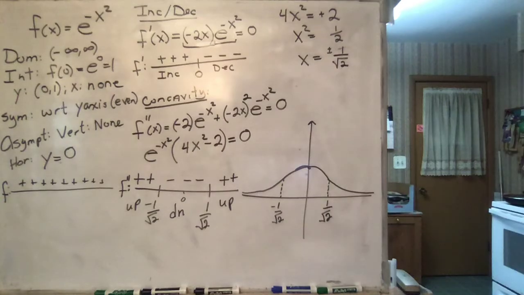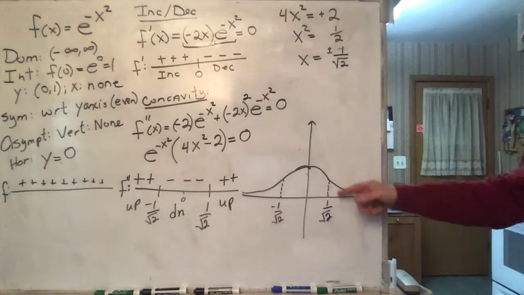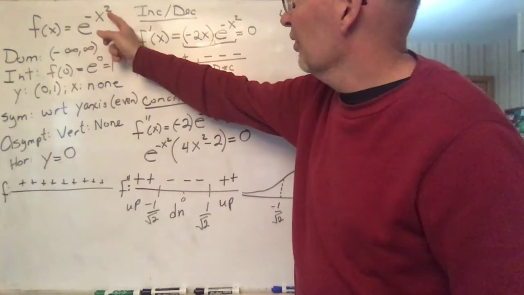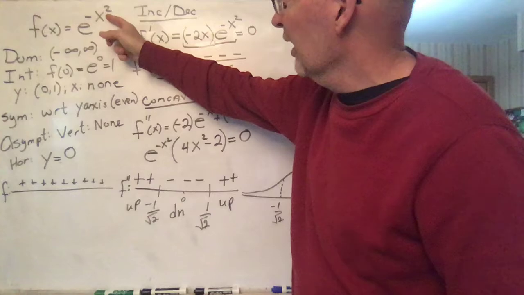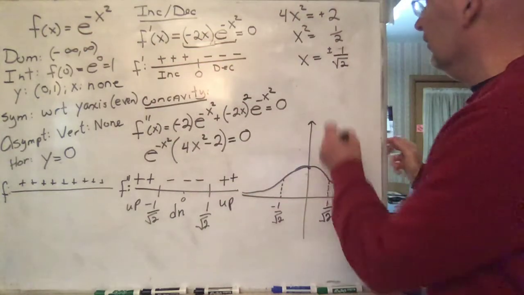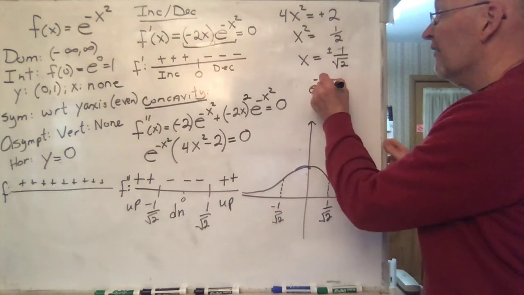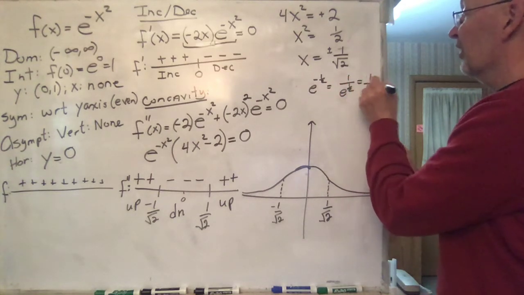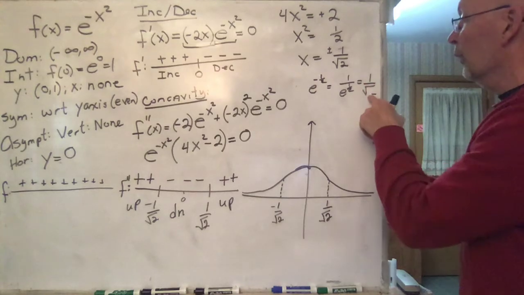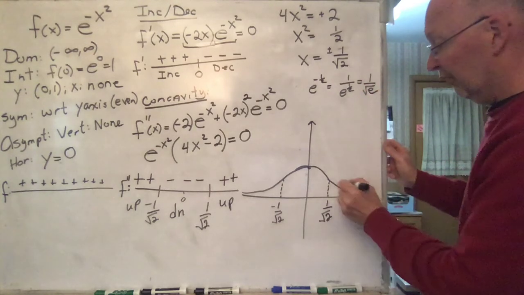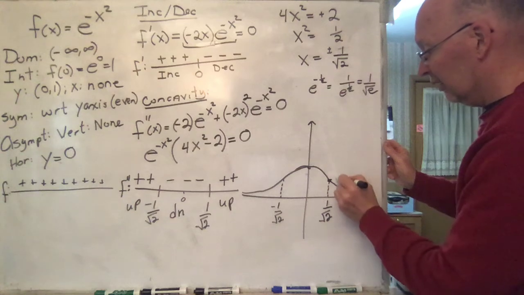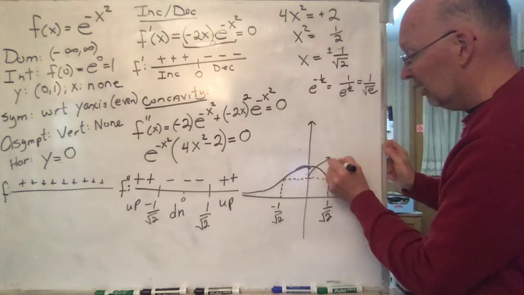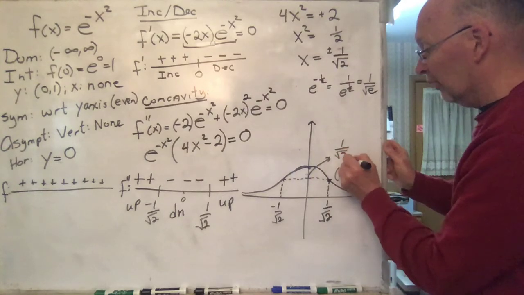Okay? And so you can, if you want to, put these values into the function. If you do, 1 over square root of 2 squared is going to be 1/2. E to the negative 1/2. E to the negative 1/2 power means 1 over e to the 1/2 power, which is the same as 1 over square root of e. So this height right there is 1 over the square root of e.